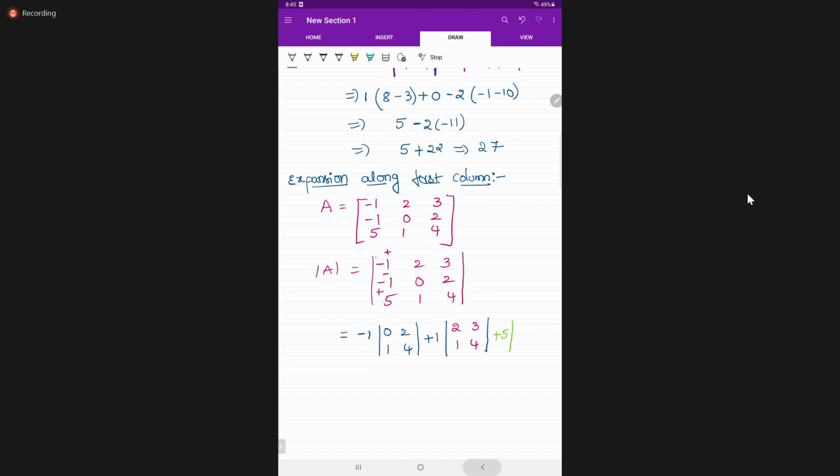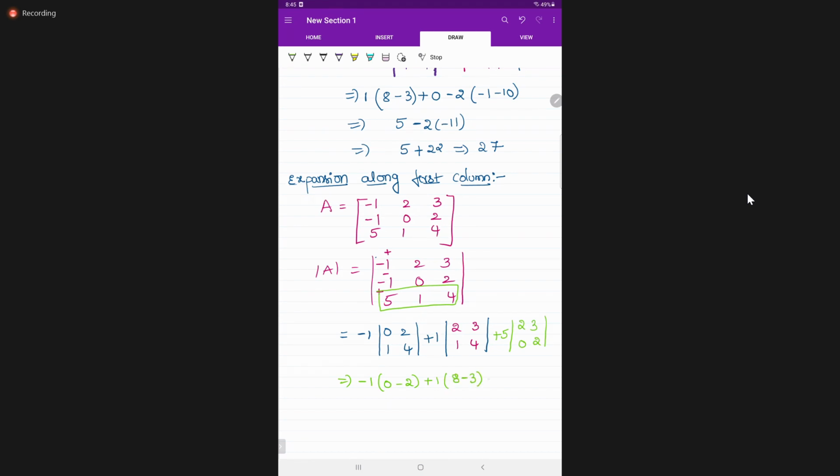2, 3, 0, 2. Delete that row, delete that column. Now tell me. It will be 0 minus 2, ma'am. Yeah, 0 minus 2, plus minus 1, then 8 minus 3.